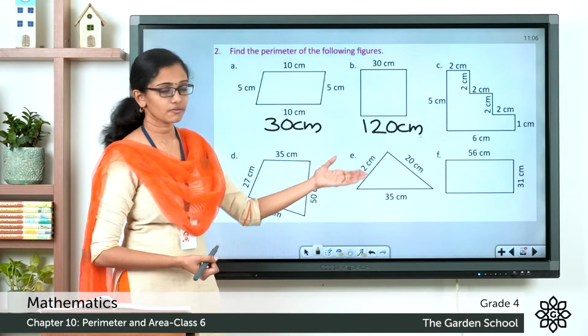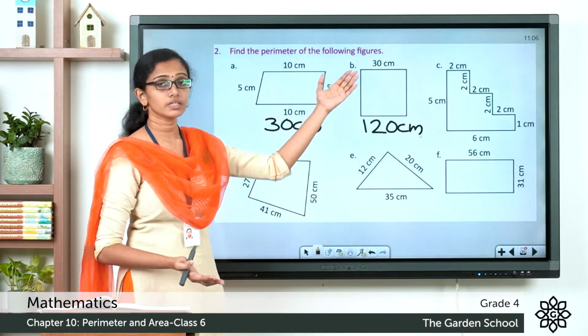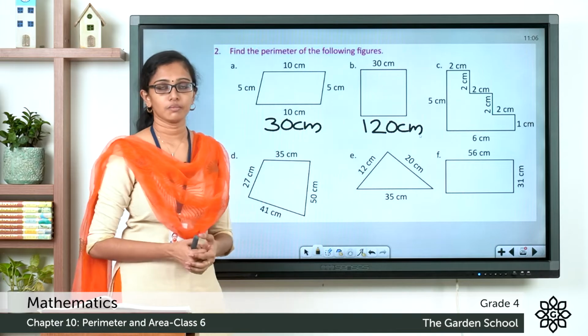So similarly, you can find the perimeter of all the other figures given here. Just add up all the lengths and you will get the perimeter of the figure.